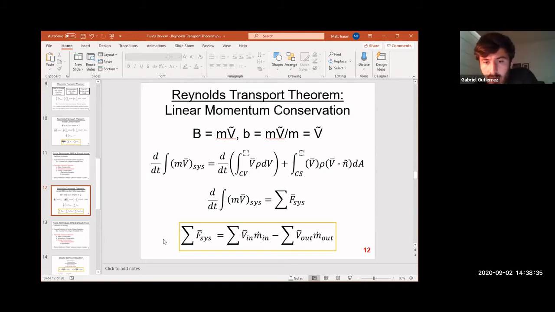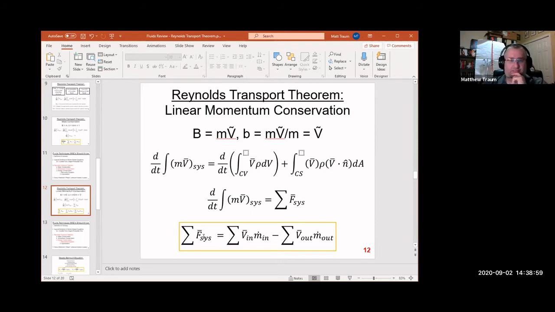Does the bar over the V indicate an extensive property? The bar over the V is a vector. Okay. So these continue to be vector quantities because force is a vector. You have to keep track of the vector direction of the velocity to make sure that you end up with the correct vector direction of the force.